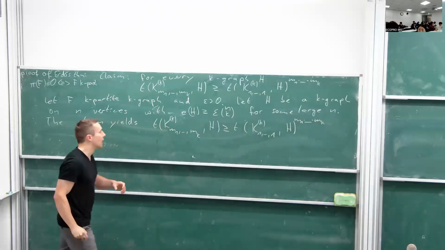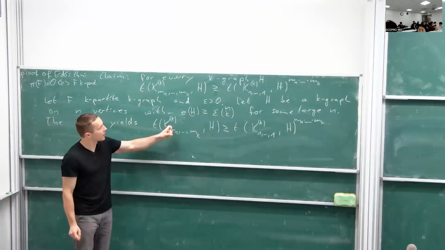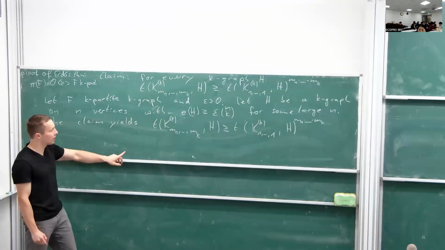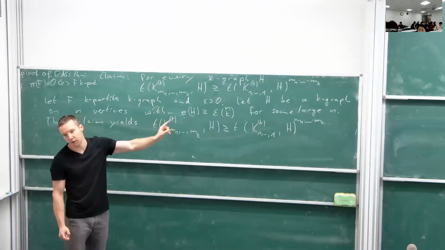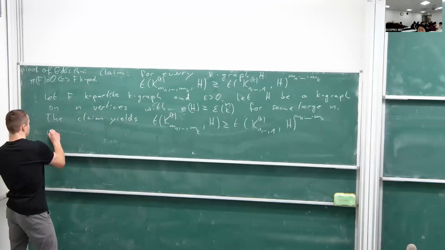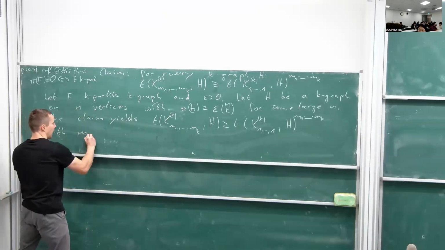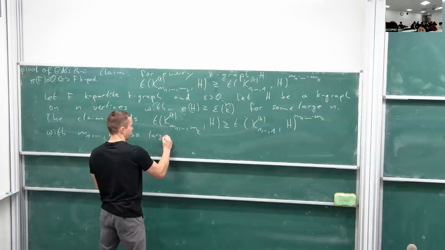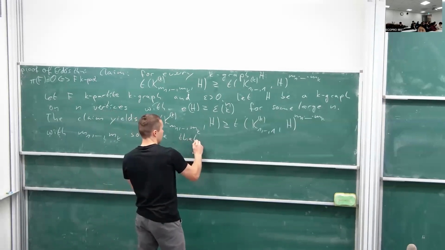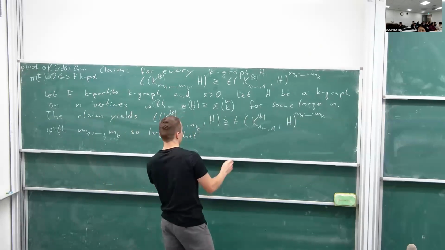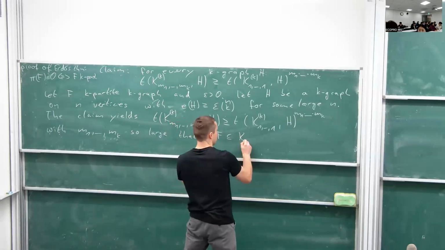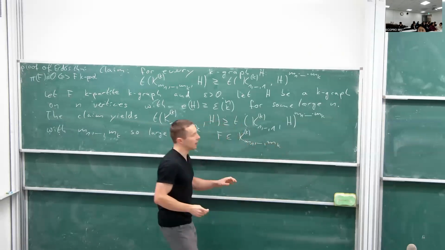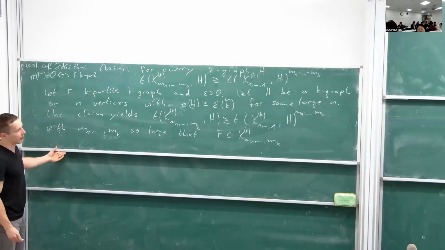Okay, so first note that this claim holds for all mi here. So we can make those mi so large, with m1 to mk so large, that F is contained in this complete k-partite k-graph. And there we use, of course, that our F is k-partite.